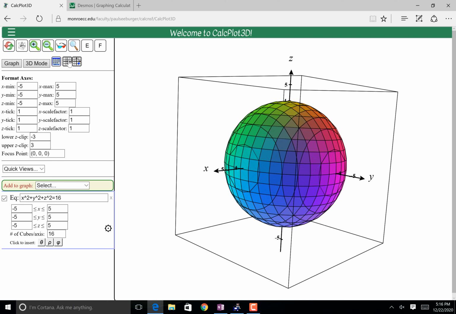It sounds cooler than it is. It's actually kind of dumb. But whatever. Okay, and then, of course, you can clear the plots. You can do a bunch of different things. You can add different ones.